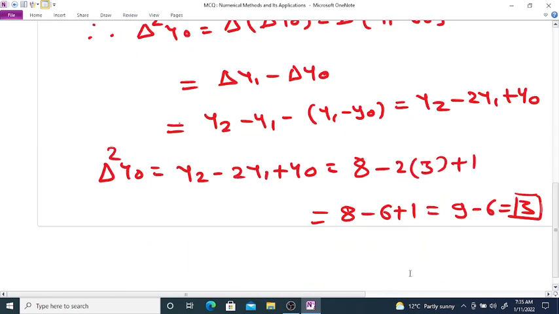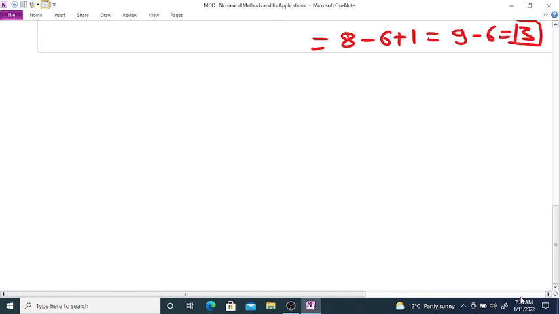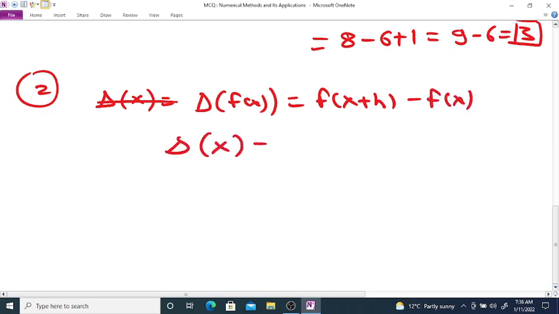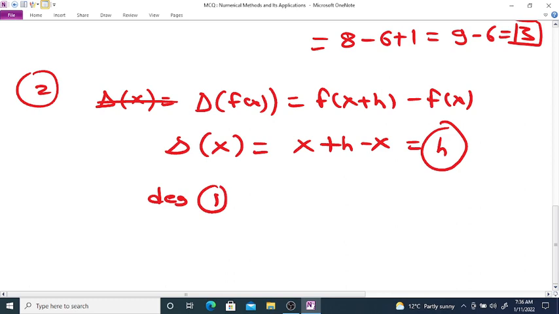Now the next number 2, we know that the first forward difference of the function f of x is delta f of x equal to f of x plus h minus f of x, and therefore if we consider a polynomial of degree 1, then its first forward difference is x plus h minus x, so it is equal to what? h, it is constant. So if the degree is 1, then its first forward difference is constant.